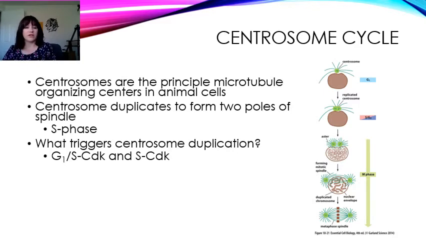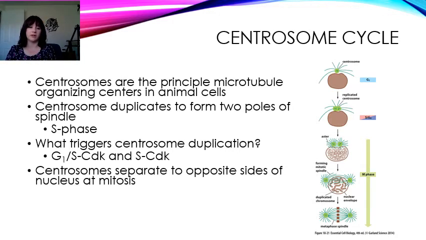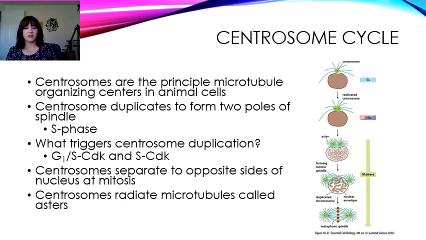Thinking again in this context of checkpoints and cyclins and CDKs, those CDKs that allow the cell to enter S phase, G1/S, and the S CDKs are also responsible for telling the centrosomes to be duplicated. Again, at M phase, they move to opposite sides and start growing out these filaments of microtubules. At this point, the structure is called an aster.